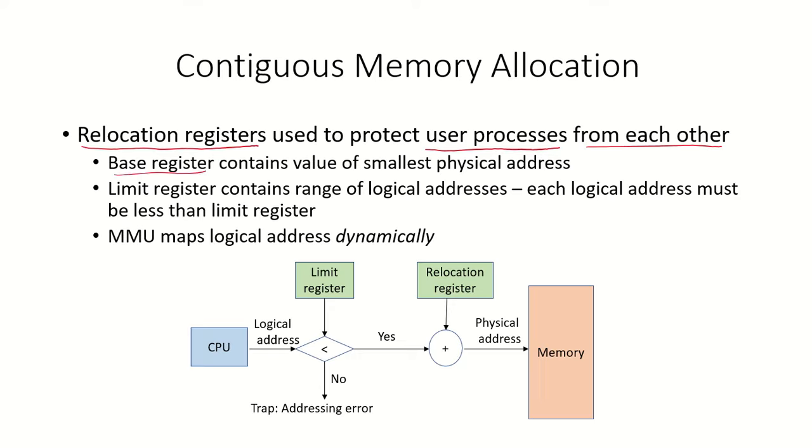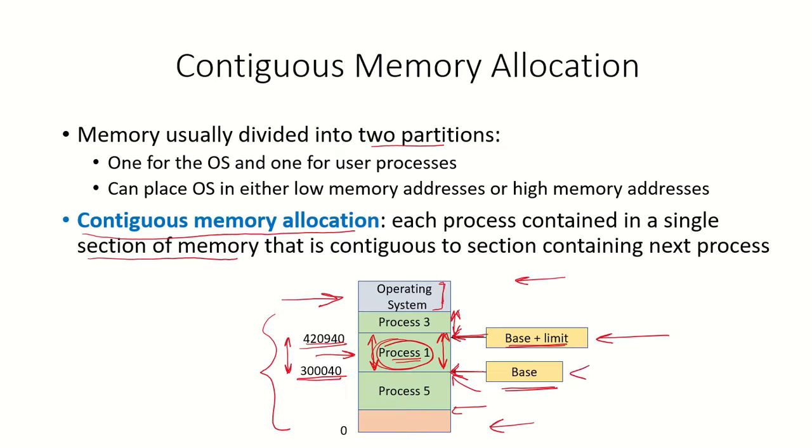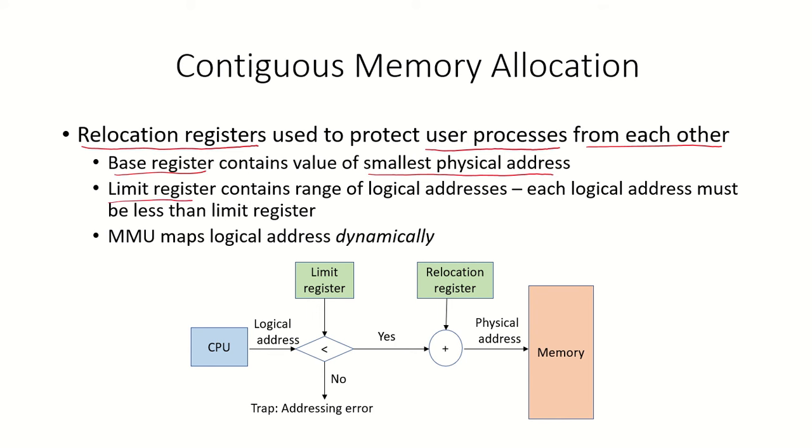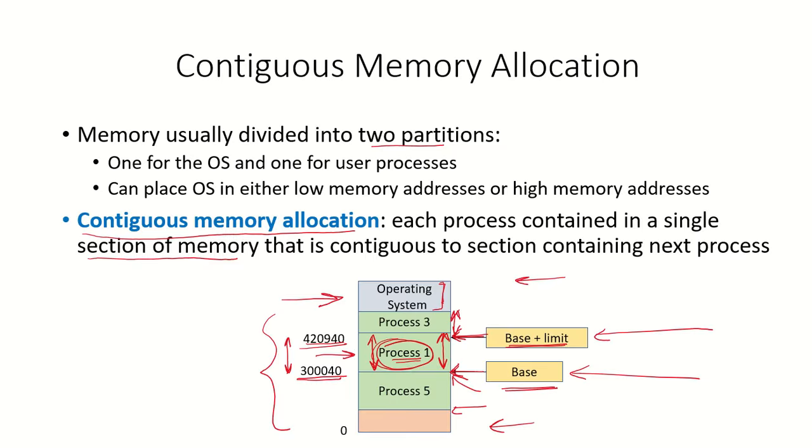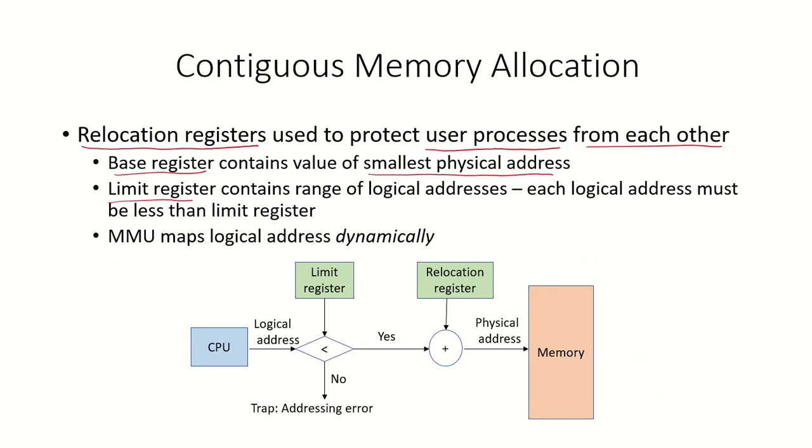We know that the base register contains the value of the smallest physical address. So this is the base register which will be containing the value of the smallest physical address. The limit register contains the range of logical addresses. So this is the limit register which will be containing the maximum that a particular process can access. So any address that is generated by the CPU which is belonging to a particular process must be less than the value contained in the limit register.